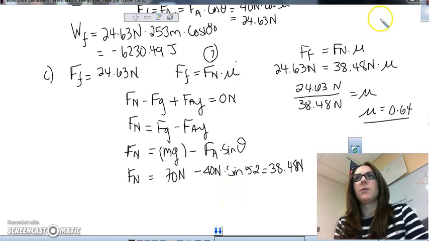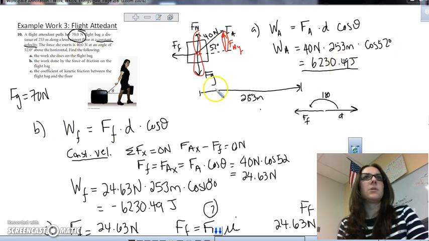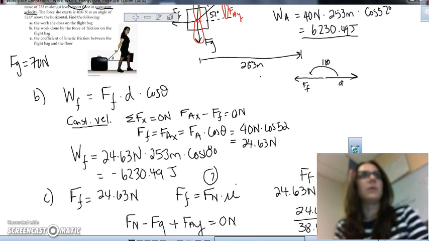So that is it. We can find the work done in our situation, and we found the coefficient of friction.